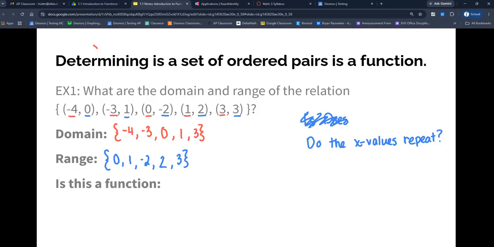Okay. If an x value repeats, so if your answer to that question is yes, the x value repeats, then that is not a function. And if the answer is no, none of the x values repeat, then that is a function.